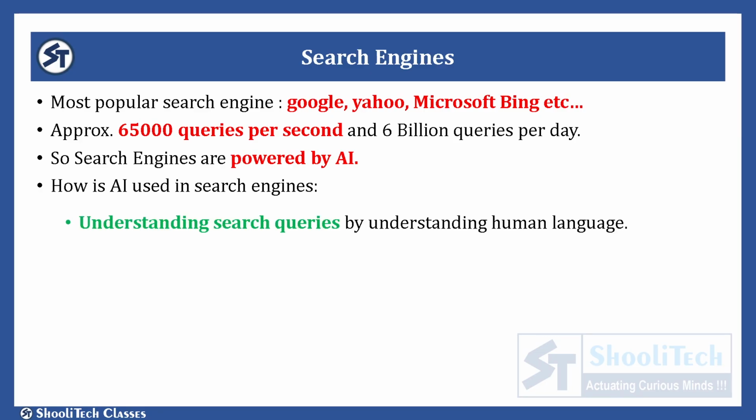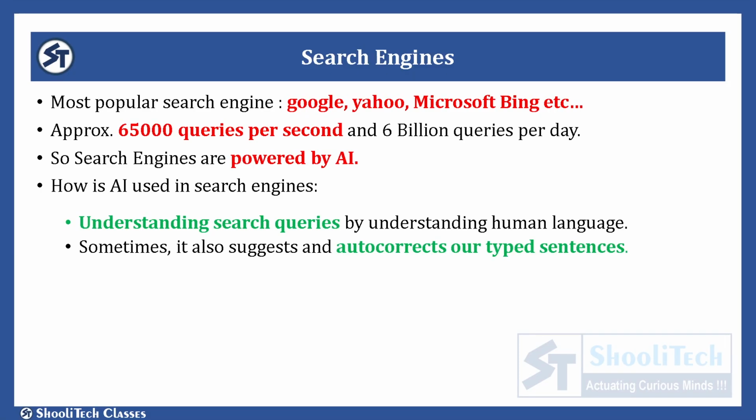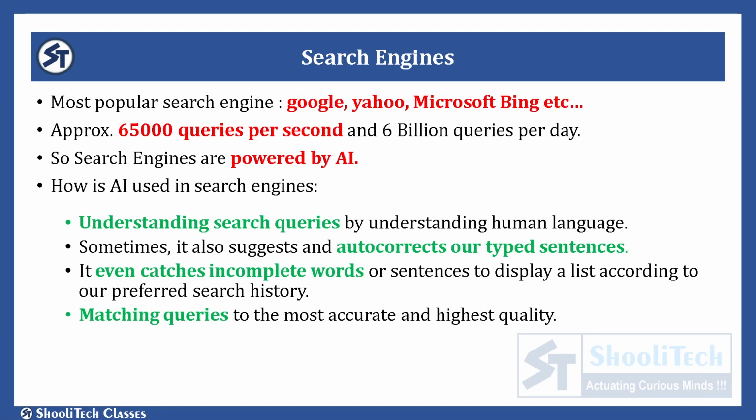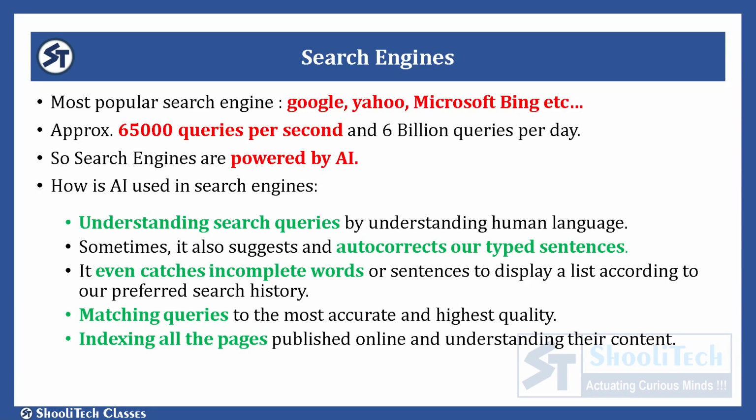In search engines, AI can be used to understand the language of any query, to autocorrect the misspelled words, to catch up the incomplete words or sentences, to find most appropriate results for your query. When it gets thousands of results for your query, it needs to index the results so that the most appropriate results can appear on the top.